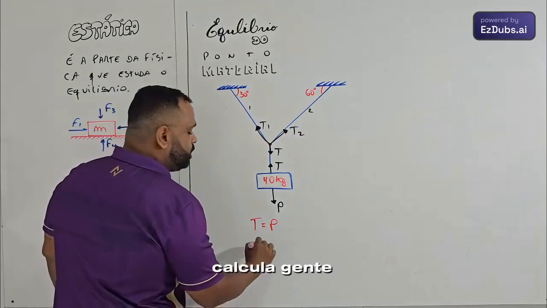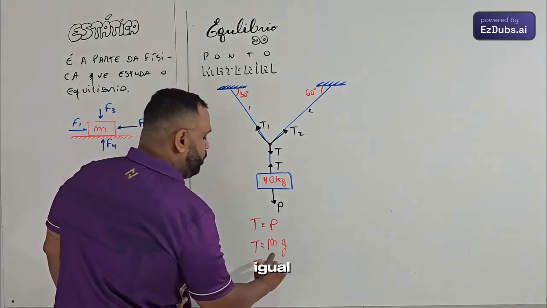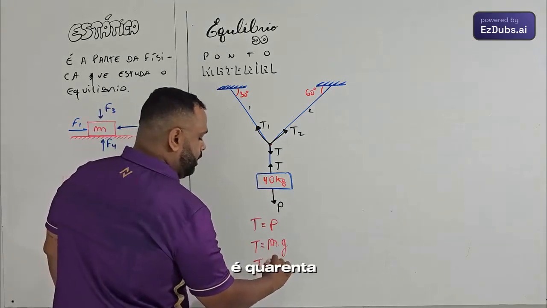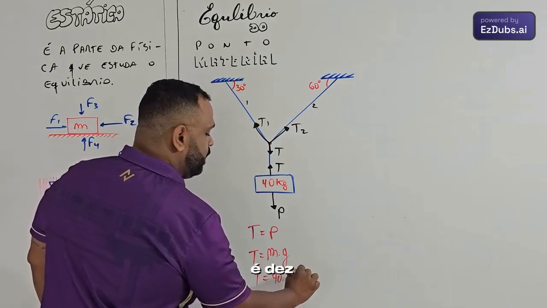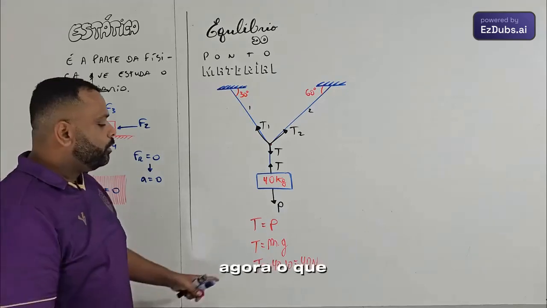How do you calculate it? Weight is mass times gravity. The traction is the same. What is this mass? It's 40. What is gravity? It's 10. Answer: 400 newtons. All good. Now what am I going to do?